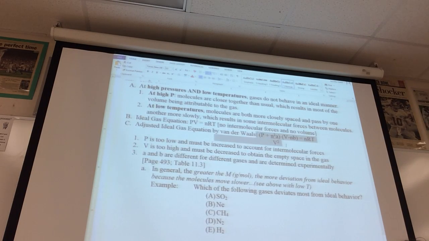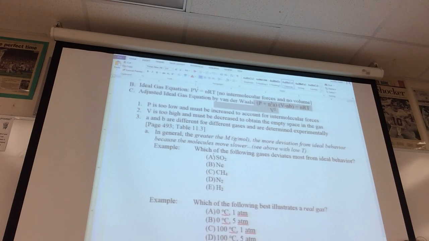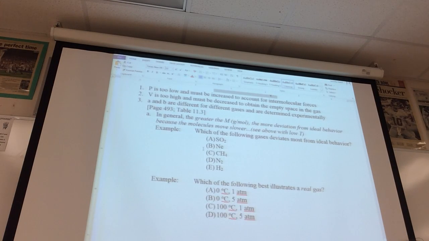You don't have to know how this is adjusted. What you're looking for are 2 concepts here. The greater the molar mass, the more deviation from ideal behavior. That's because it would move slower. Some intermolecular forces would be established. So the greater the molar mass, the more real it is.